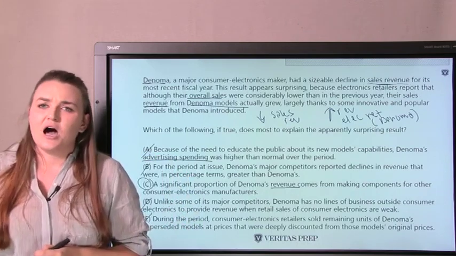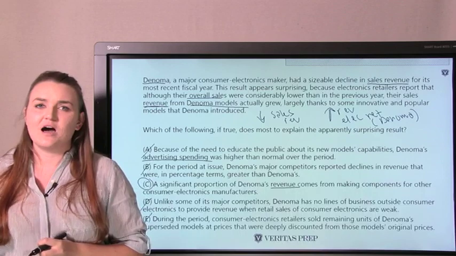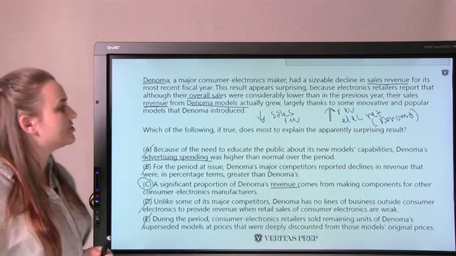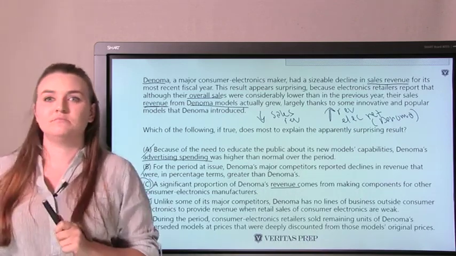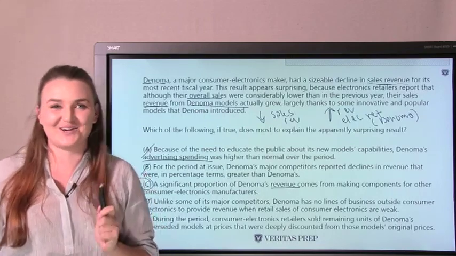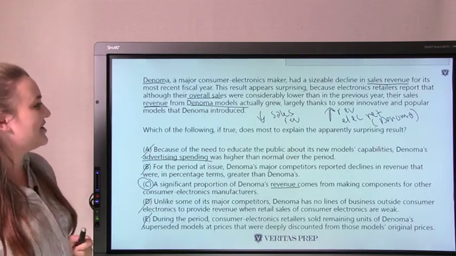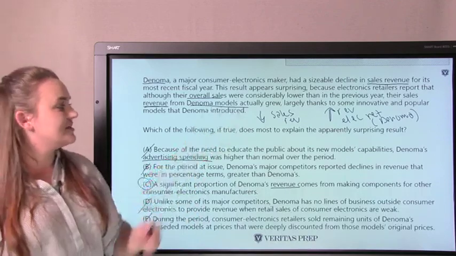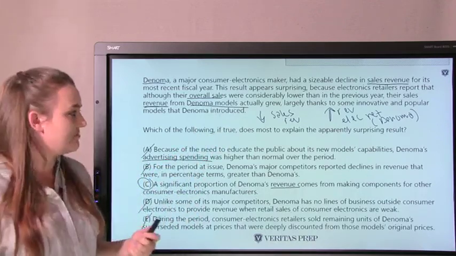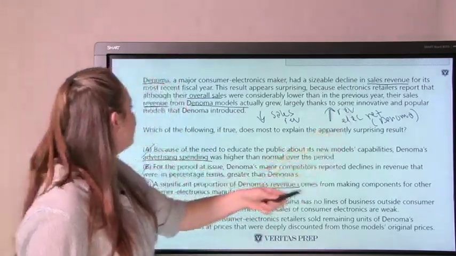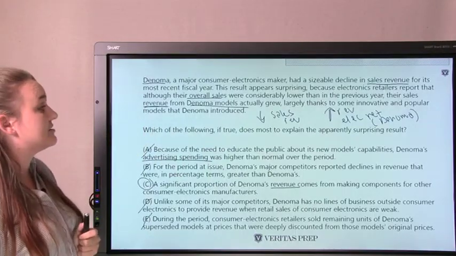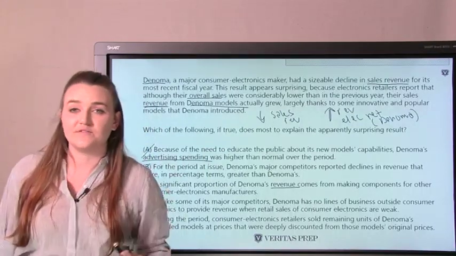Yeah, so in this case, the second part is kept constant. I'm not sure that I understand what you mean. I want to make sure that I'm correctly addressing your question. So our overall sales revenue has decreased. The revenue from electronic retailers has increased, right? It actually grew thanks to these innovative methods.